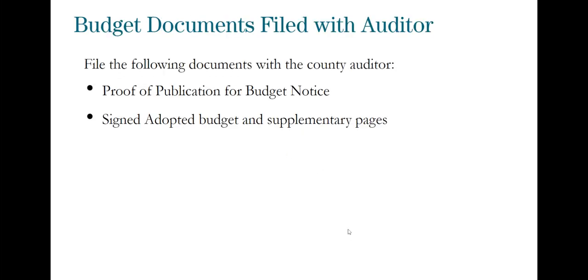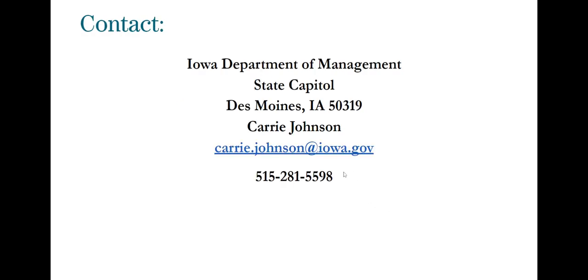and click the adopt button. You would file with your county auditor the proof of publication for your budget notice, the thing that you get from your newspaper that proves that you published it on a certain date. And then you'd also provide your auditor with the signed adopted budget and supplementary pages. Once those items are with your county auditor, they do a process just to double check everything and then certify your budget.